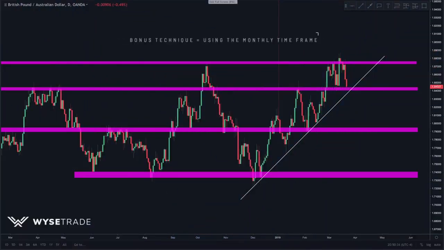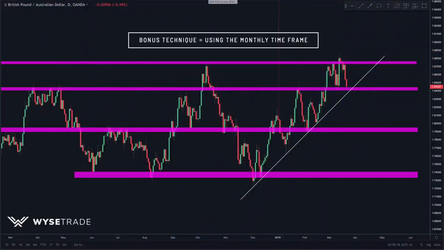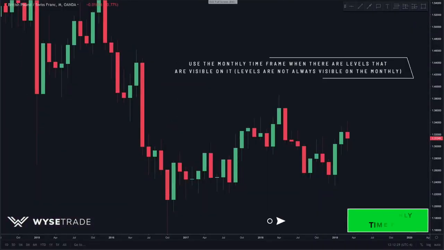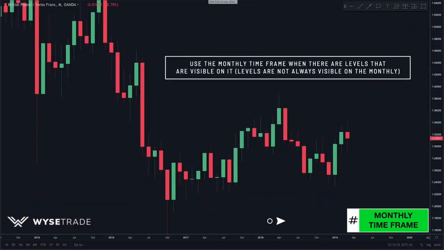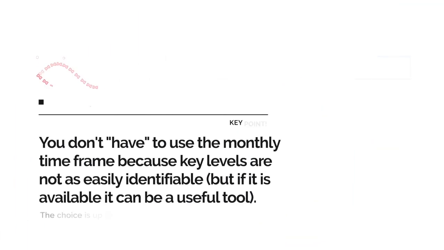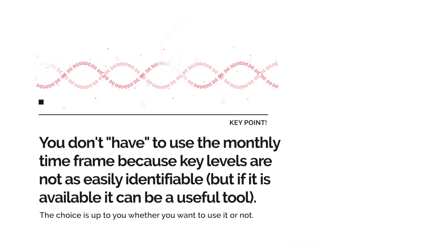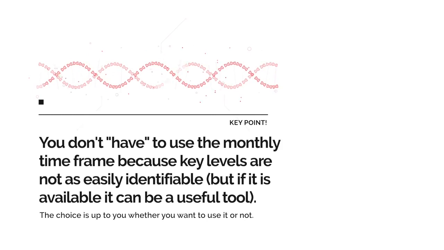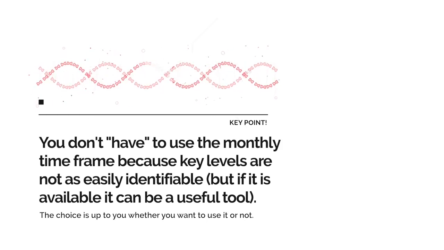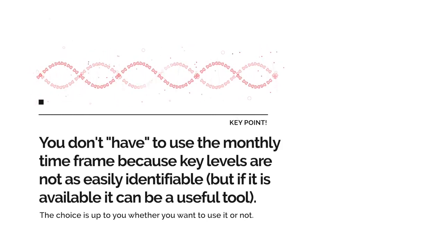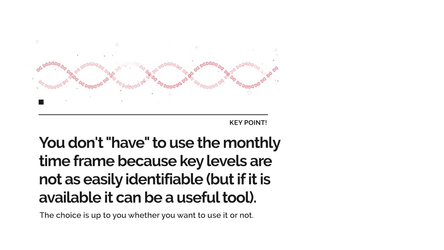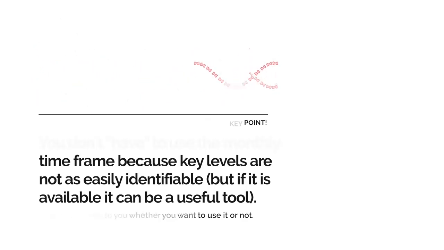Now, we're going to show you a bonus technique using the monthly time frame. So let's jump to that. You can also use the monthly time frame to spot key levels as well. Using the monthly time frame to identify key levels isn't a must because, since the monthly is such a large time frame, you won't always be able to spot levels. But we're going to show you this technique anyway so that you can use it if you choose.